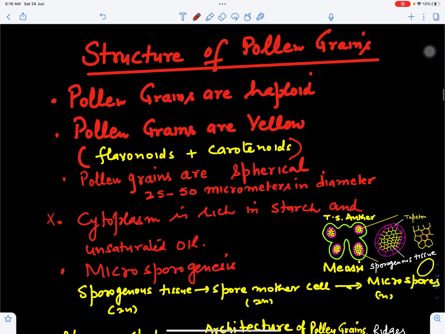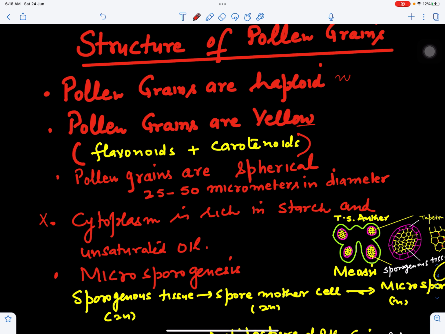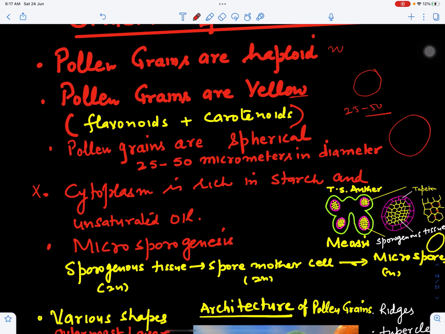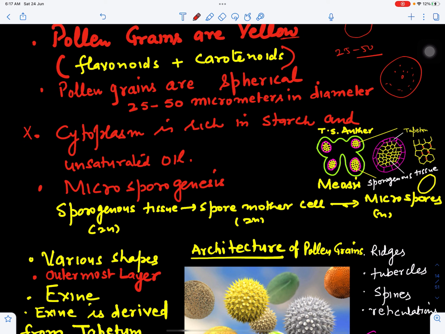So pollen grains are haploid. Their color is yellow because of the presence of flavonoids and carotenoids. They are spherical, and their diameter is 25 to 50 micrometers. Their cytoplasm is rich in starch and unsaturated oil. Starch is carbohydrate, and unsaturated oil is lipid which has a double bond. Then there is the sporogenous tissue, which has led to the production of the microspores after meiotic cell division, like we discussed in detail, right?